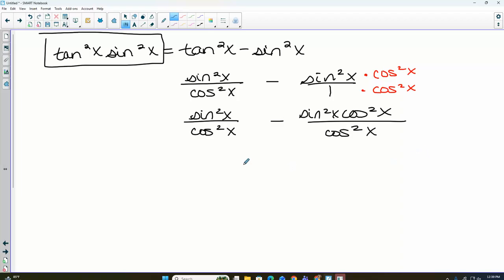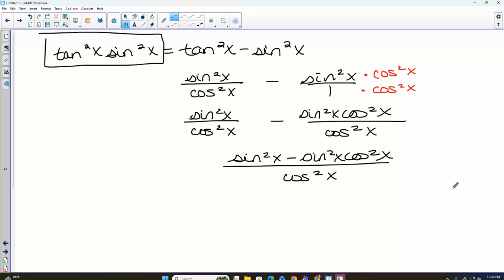Okay. Now we have that common denominator. We can put them together. It doesn't really look like we're closer, but we are better off. It's all in one big fraction. If we look, we want things multiplied. Any idea on how I could get that?